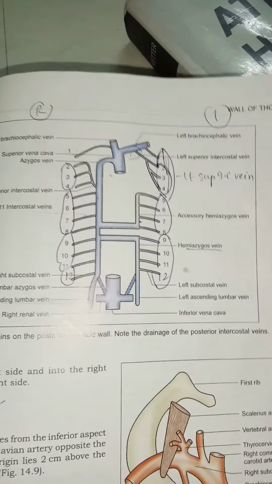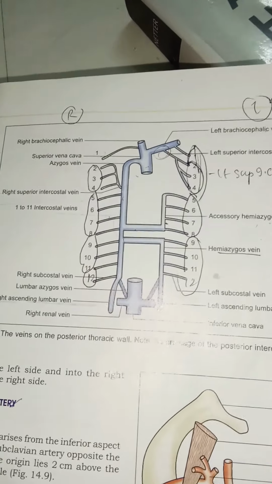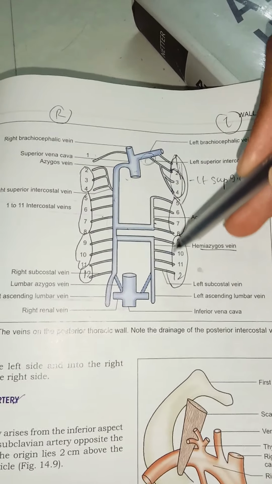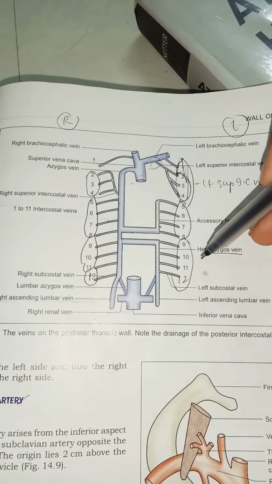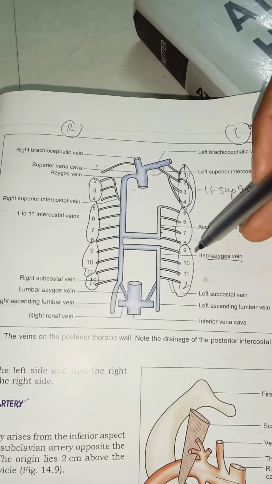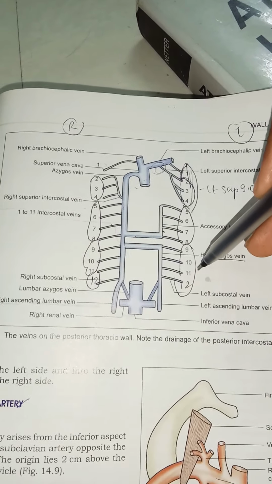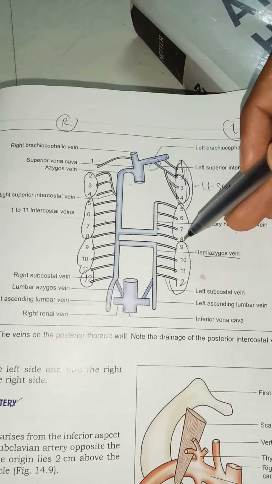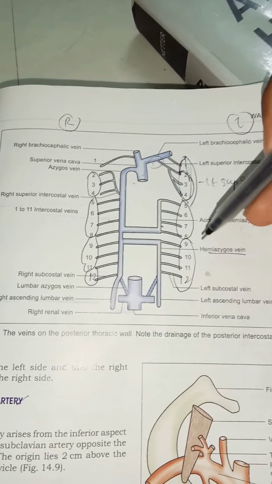Now let us check out what are the tributaries of hemiazygous vein. 9 to 11, you can see the 9 to 11, all these are tributaries of hemiazygous vein, especially these are 9 to 11 left posterior intercostal veins. So the left posterior intercostal veins finally join the hemiazygous vein. And next we have the accessory hemiazygous vein.